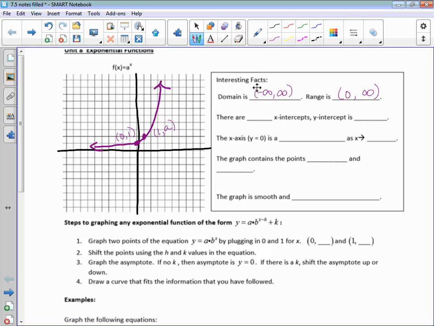You never get all the way to the x-axis with this graph. It approaches it, but it never crosses it. So how many x-intercepts are there? There are 0 x-intercepts. And what's your y-intercept? So the 0, 1.